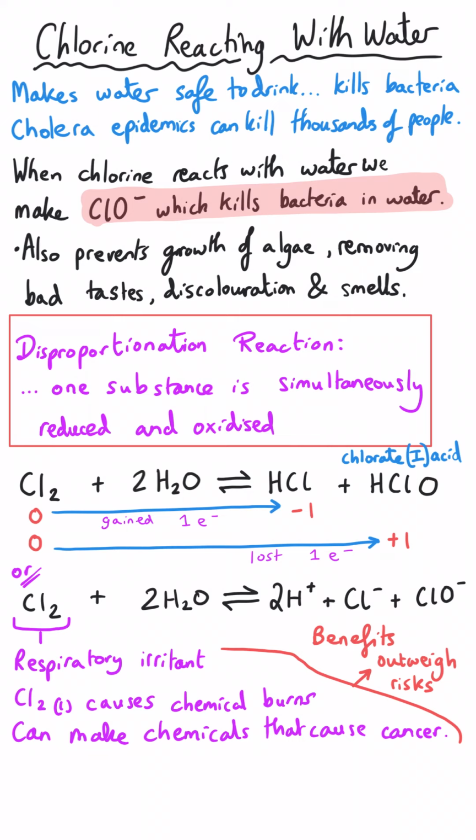Now, we have to make sure that the chlorine does not get exposed to sunlight whilst it's reacting with water, because if it does, we actually get a different chemical reaction occurring.